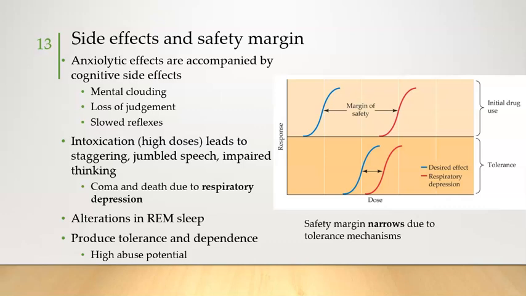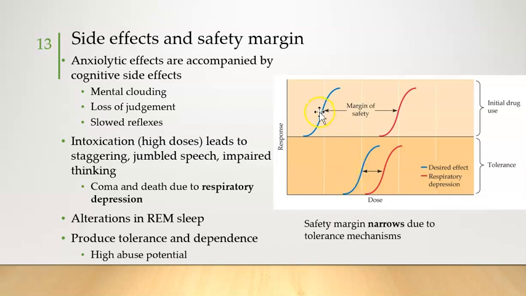They do produce high tolerance and dependence. So I mentioned that a little bit before, how some people who start taking barbiturates as a sleep aid then become dependent on it, or they'll become tolerant and they'll have to take more and more. So this is where we get that high abuse potential. We also see that the safety margins narrow due to these tolerance mechanisms.